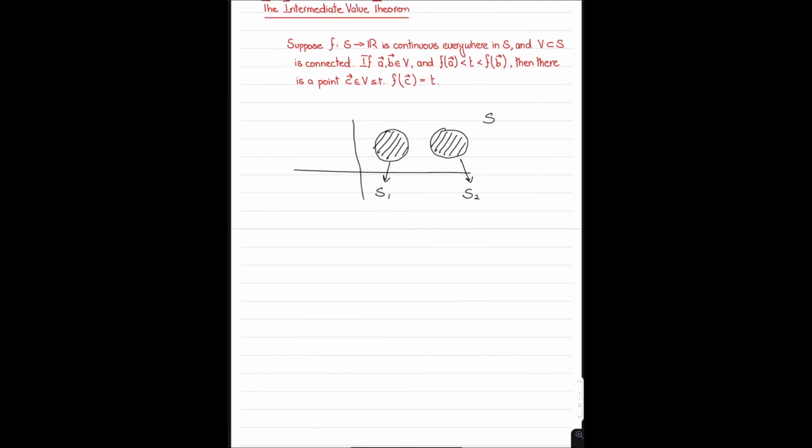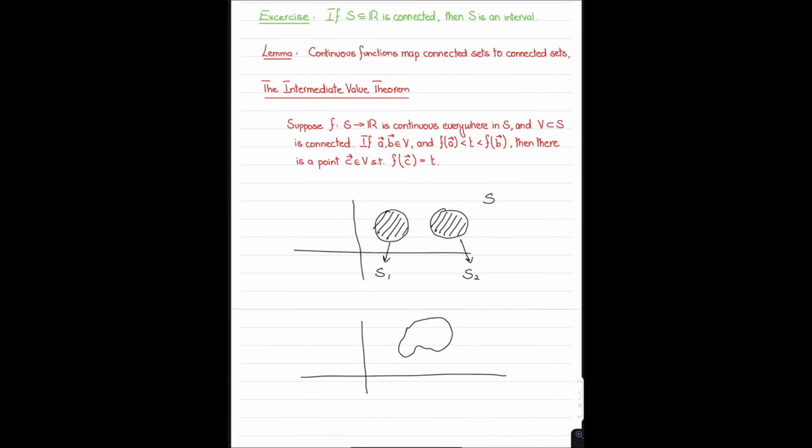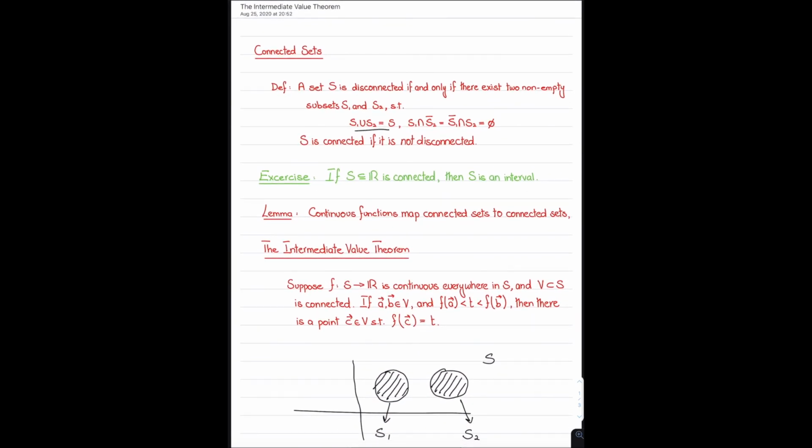Another example of a set that is connected would be this one. This one is a little bit of a difficult example to prove, but there you go. This set is connected because you can never find a disconnection for it. Given any two non-empty subsets S1 and S2, one of these conditions will not be satisfied. Either their union will not be S, or the intersection of the first set with the closure of the other set will never be the empty set.